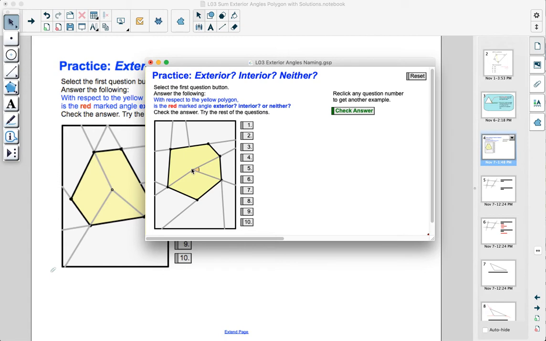A lot of students think this is an interior angle because it is inside the polygon, but that's not the definition of an interior angle. Let's take a look at how it was created. It was created by this, which is not a side in the polygon, nor is it an extended side. This is not a side in the polygon, nor is it an extended side. So this one's definitely a neither. It's not exterior, it's not interior, it's not equal to the interior, it's a neither. On to number 6.